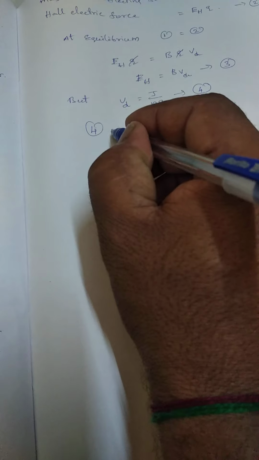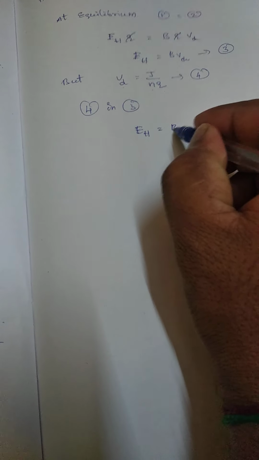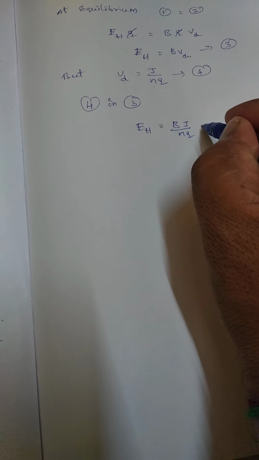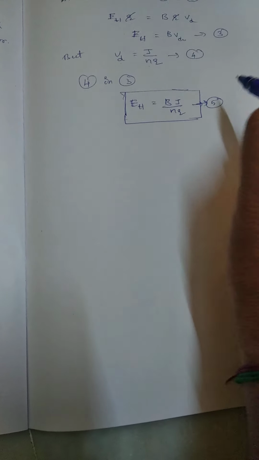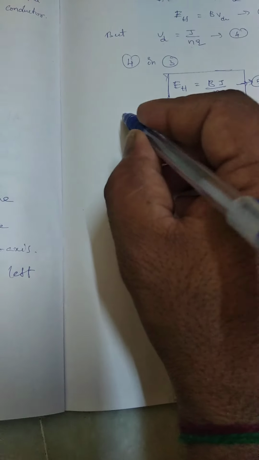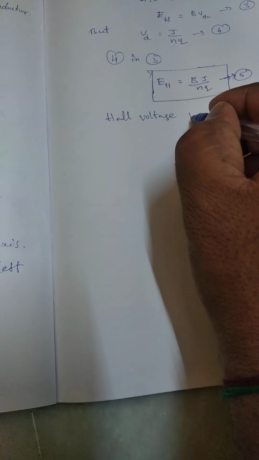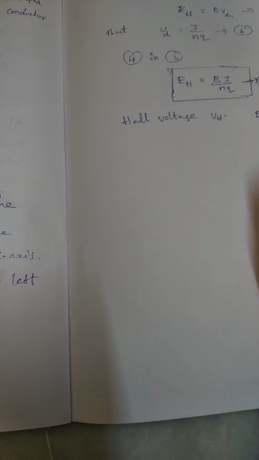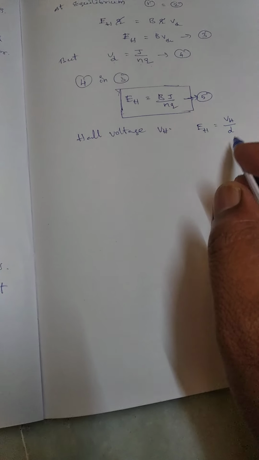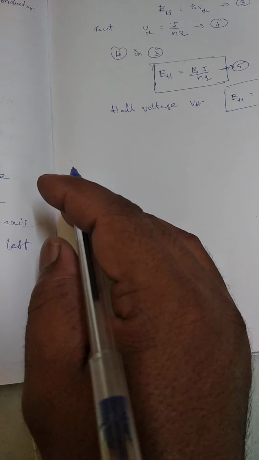Equation 4 is substituted in equation 3. Then we get the Hall electric field EH is equal to B into J by NQ. This is equation 5. By this equation, we can calculate the Hall voltage VH. The relation between VH and EH is EH is equal to VH by D, where D is the distance of separation between the 2 points. This is equation 6.